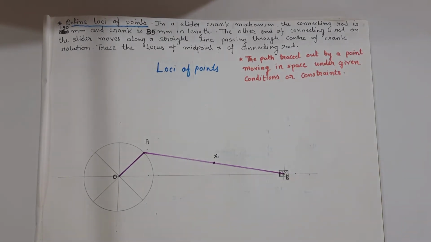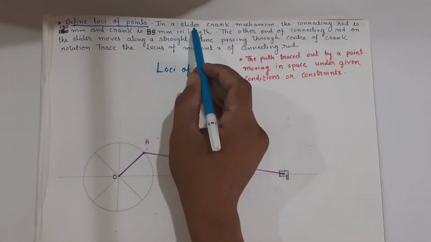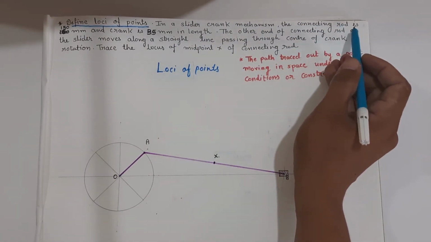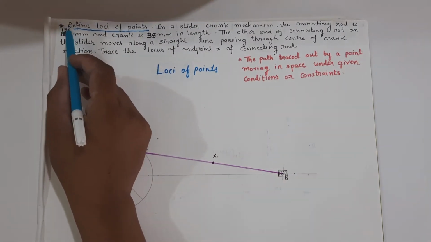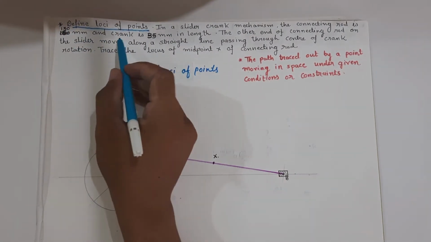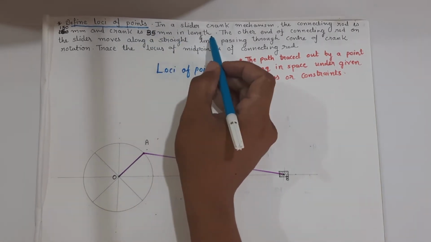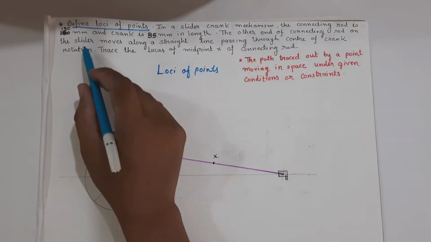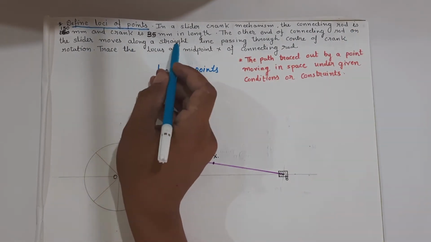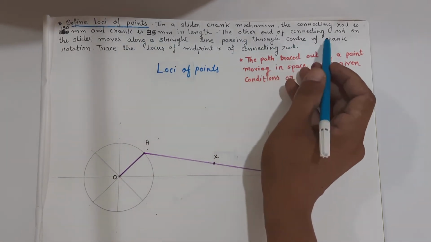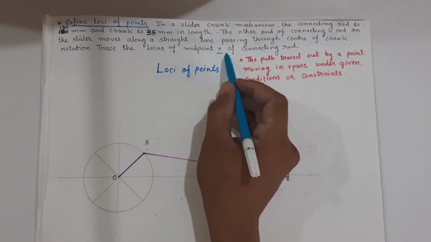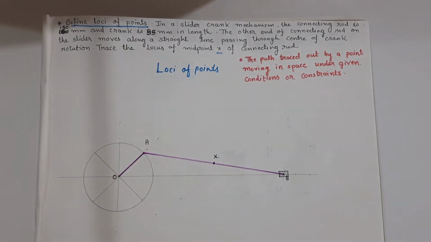So let us start with one problem of loci of points. So here is the statement. In a single slider crank mechanism, the connecting rod is 150 mm and crank is 35 mm in length. The other end of the connecting rod on the slider moves along a straight line, passing through the center of the crank rotation. Trace the locus of midpoint X of the connecting rod.